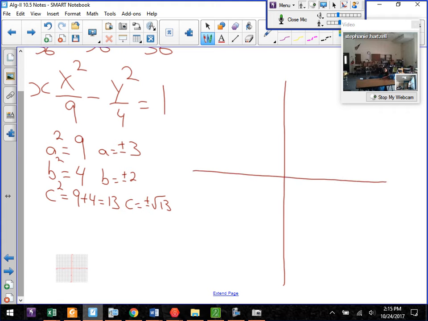Okay? Center's at the origin. We haven't moved anything yet. We know it's got to go left and right because we made that little sketch off to the side so we don't forget. So our vertices, we just walk left and right 3. Our co-vertices, up and down 2. Make the rectangle. Make your asymptotes.